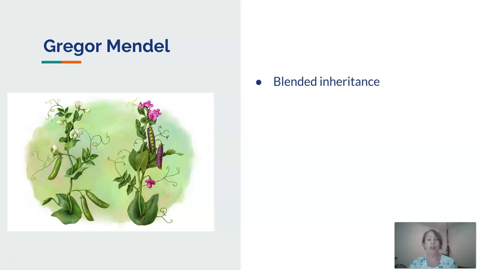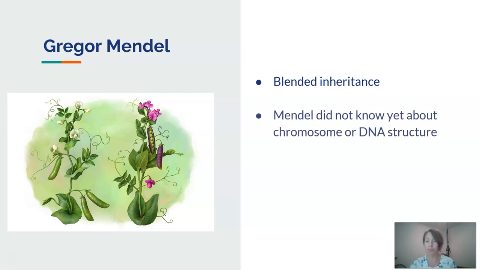So one of the things that he found not to be true was blended inheritance. So at the time, everybody thought that a red flower and a white flower, if they were bred together, would produce a pink flower. But his work proved that that's not what happens. And we'll talk more about that in chapter 3.